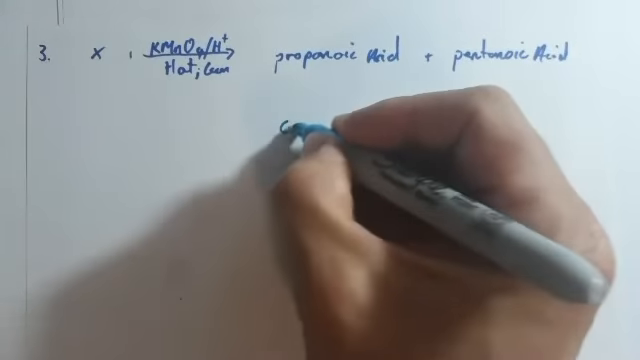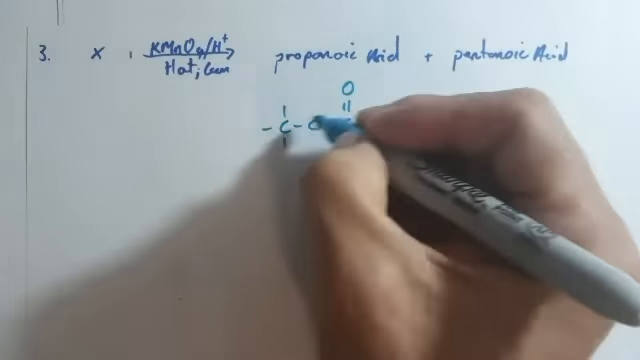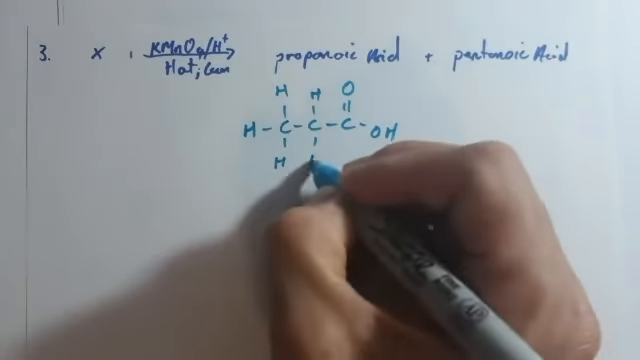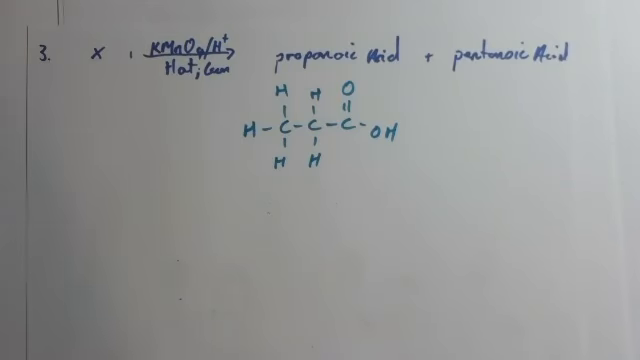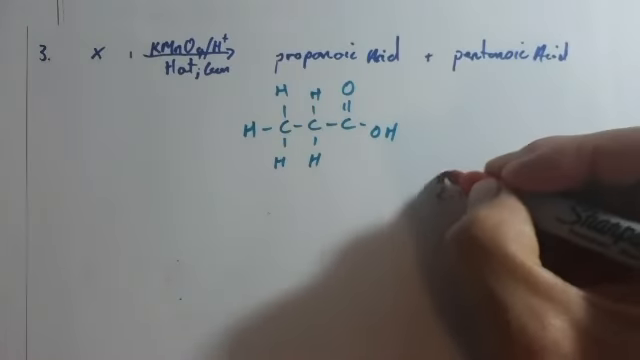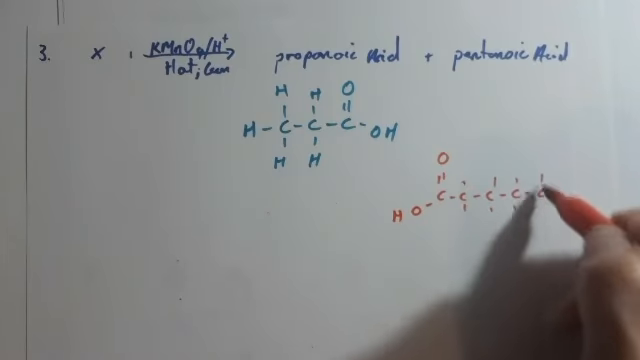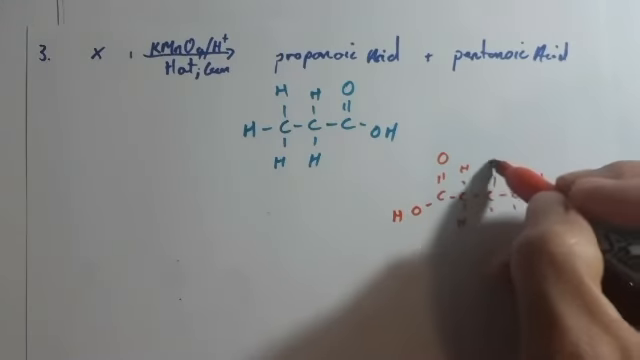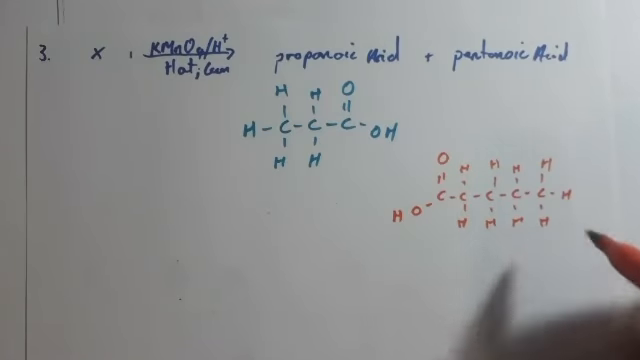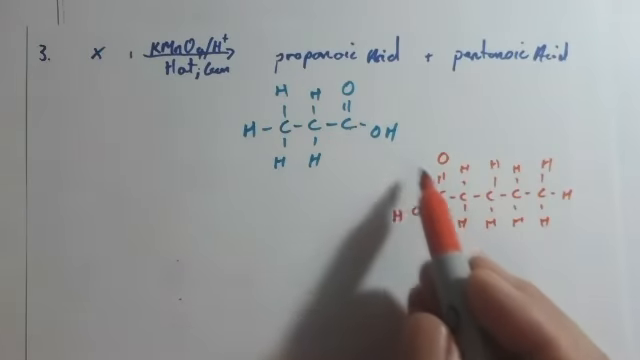Propanoic acid, how does propanoic acid look like? I'm going to do it like this. There's propanoic acid. Oh, let's add the hydrogens for completion's sake. And pentanoic acid, 1, 2, 3, 4, 5. And so again, oxidation takes place where there's a double bond. A double bond is broken. So the only thing that I would look at is, what about a double bond between these two carbons?